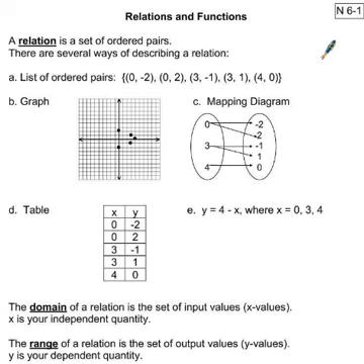Just having a list of ordered pairs. Remember that your ordered pairs are always ordered. They're always in XY order. Luckily, that's alphabetical order. So that's easy to remember. They also may have your relation be a graph. Here we have ordered pairs graphed on a Cartesian plane.